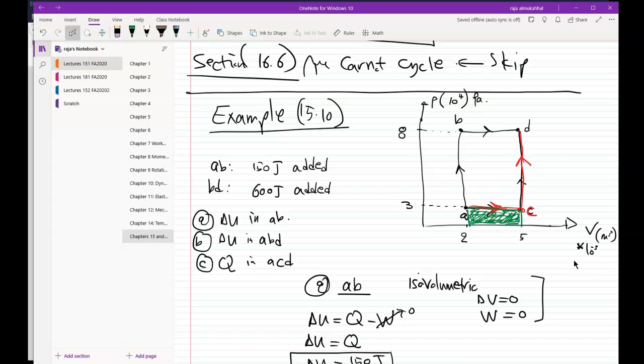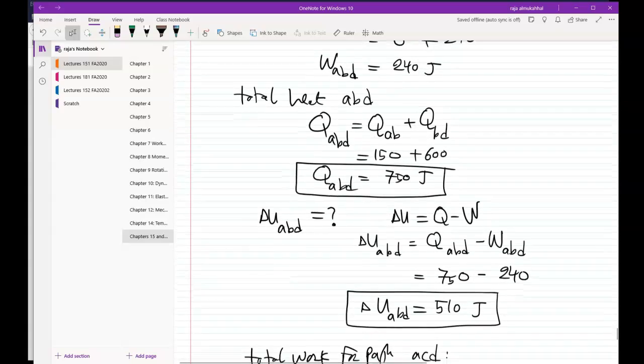If you calculate this area, you basically get the work AC. Just a rectangle, right? So it is just length times width. Let's assume the length is this one, so that's 5 minus 2 times 10 to the negative 3, times the height, or width, whatever you want to call it, 3 times 10 to the 4th. That's it. And you will get the area, which is equal to the work. You got that?